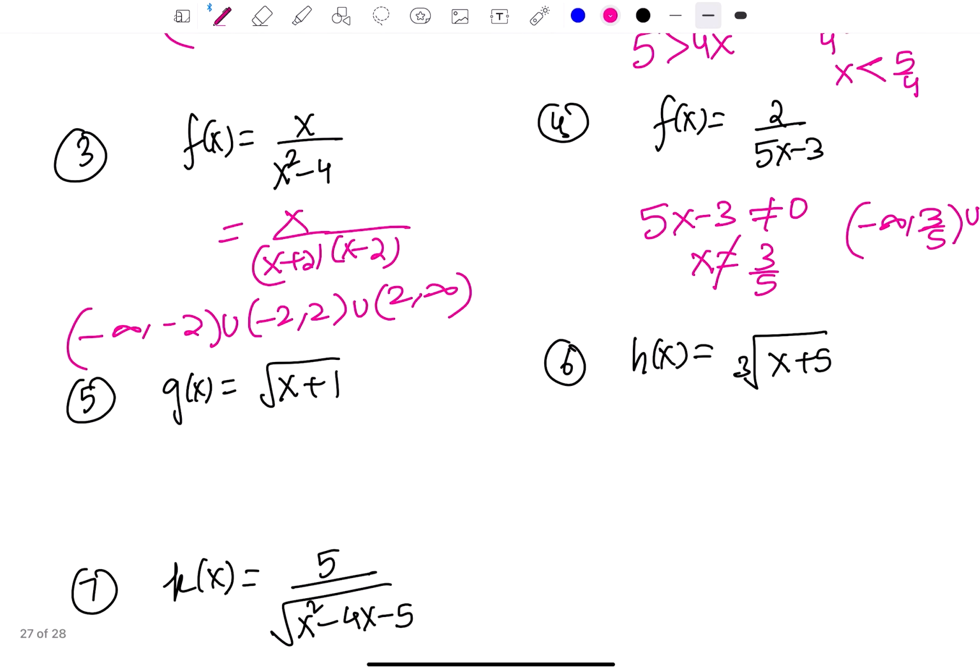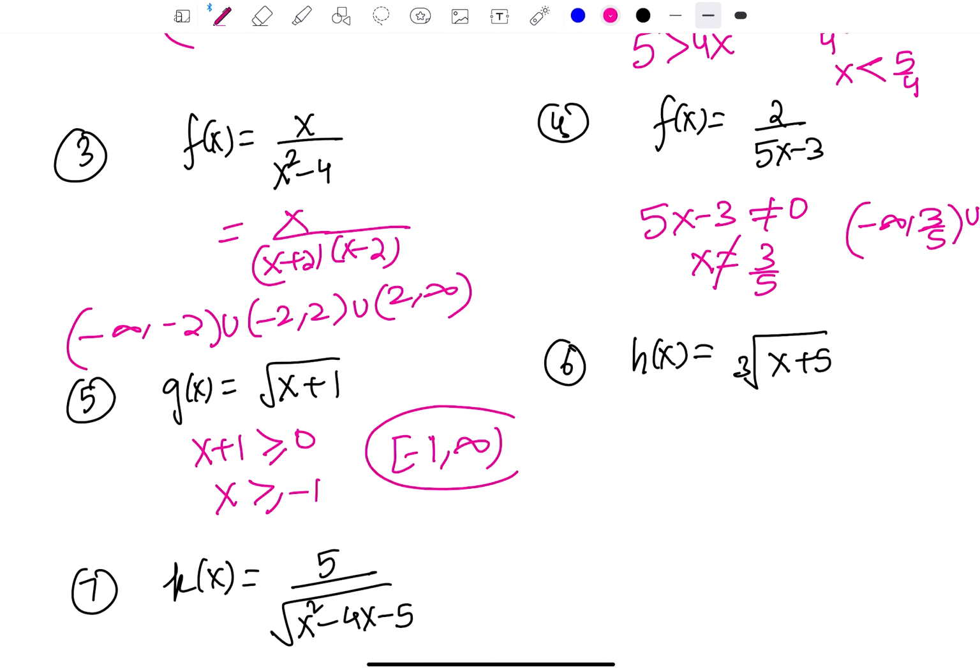Next example, we have a radical and it's an even root, it's a square root. So whatever is in the radical, we want it to be greater than or equal to 0. So x greater than or equal to -1, that means starting at -1 to infinity, that's going to be our domain here.